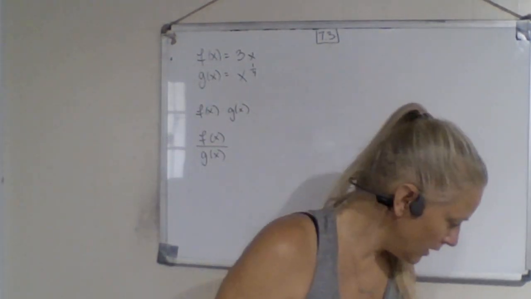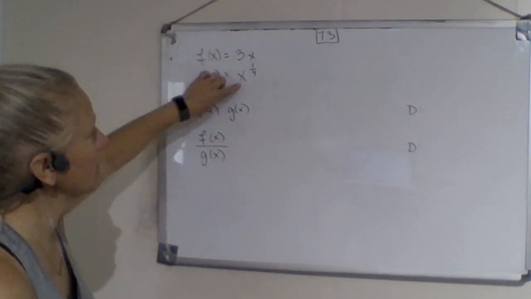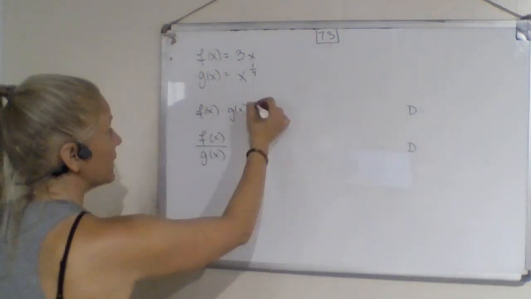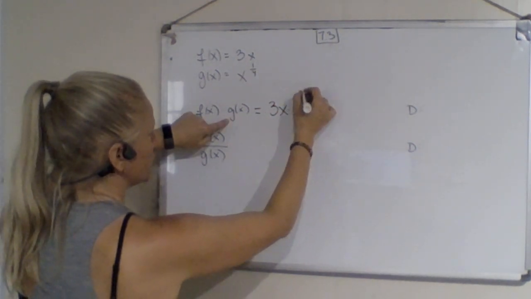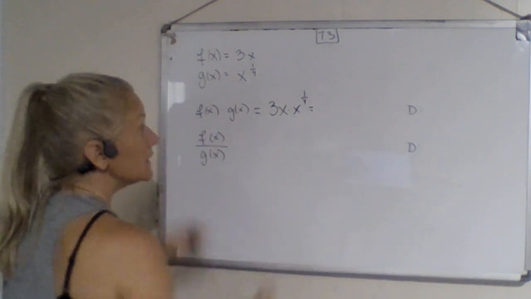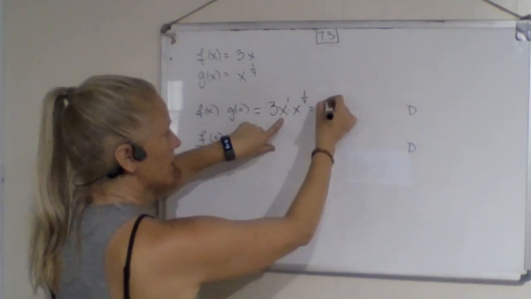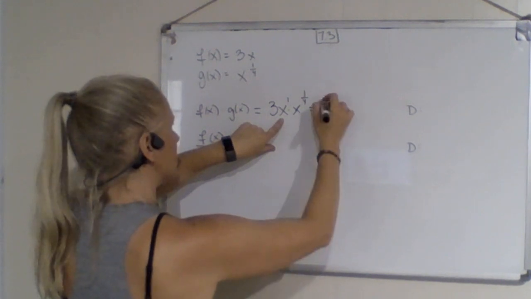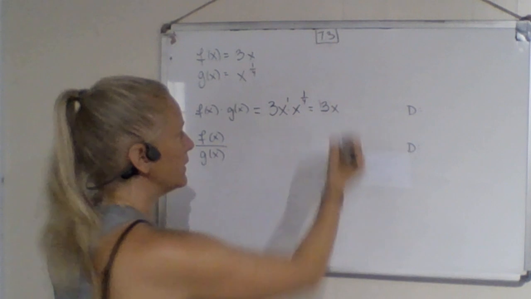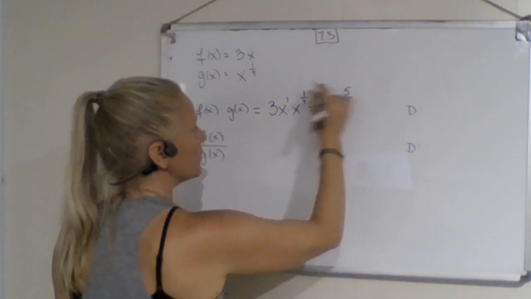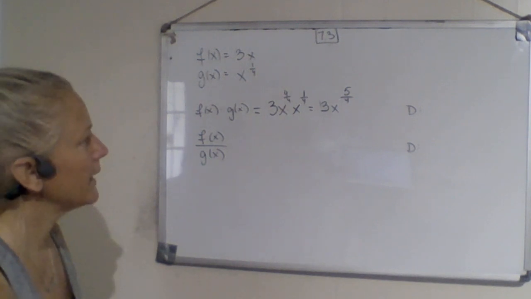Example 2 deals with multiplying and dividing fractions. F of x is 3x, g of x is x to 1/4. Let's replace them. Instead of f of x, I have 3x times g of x, x to 1/4. This is the rules of exponents. Same base, this becomes 3, x to 1 plus 1/4. If you need to use your calculator, do it. This is 5/4. How do I know this? I can write this as 4/4 plus 1/4, 5/4, right?